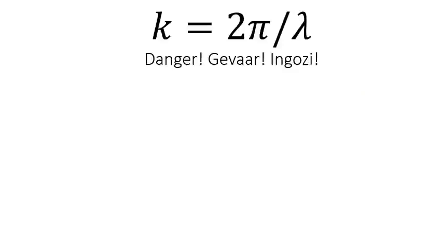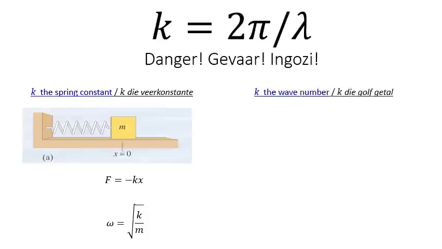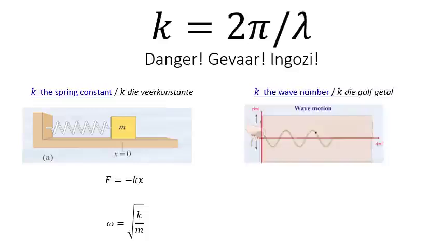You have been dealing with k for the last few weeks as the spring constant. Do you remember Hooke's law? F is equal to minus kx, where k is the spring constant. What are the units of the spring constant again? Newtons per meter. And you know that the angular frequency can be written as the square root of the spring constant divided by the mass. It's a very different thing to the wave number. The wave number has to do with wave motion, not with a spring. So it's got nothing to do with a spring.